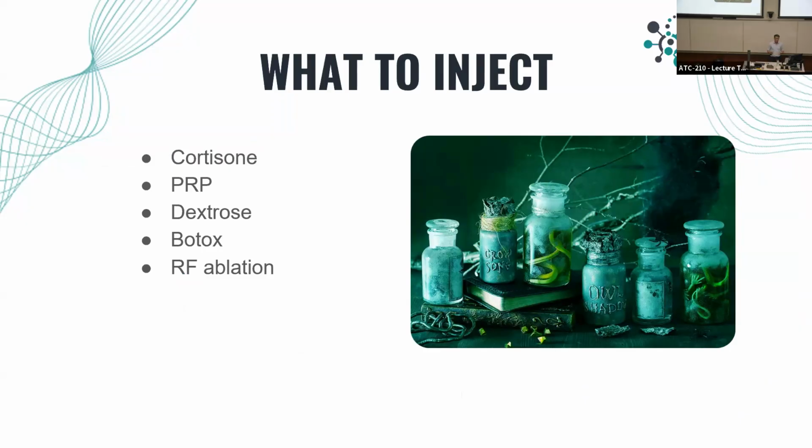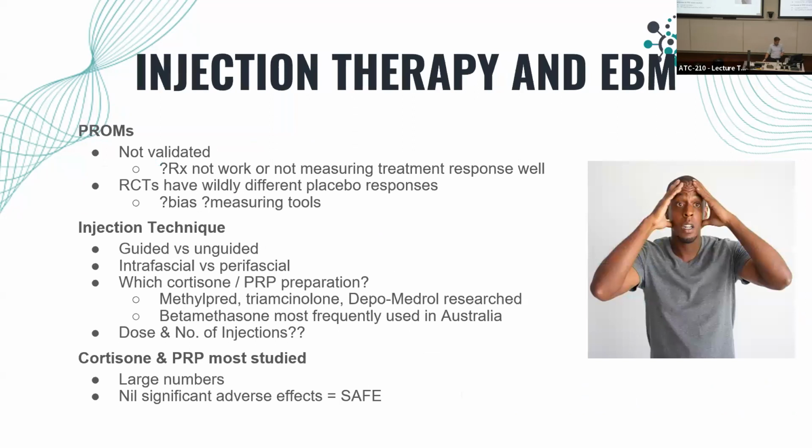In terms of what to inject or what treatments we've got, there's a few things, and you could argue they're all black medicine. They're all potions that don't have great proof for their use. But the commonest ones would be cortisone and PRP. Obviously, there are other things available, but they're harder to access.